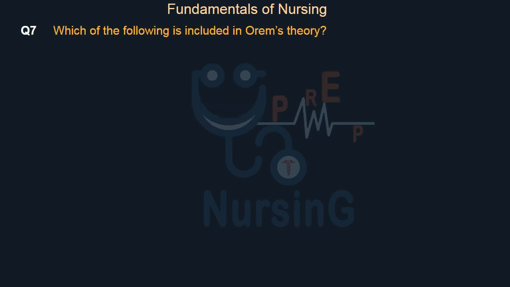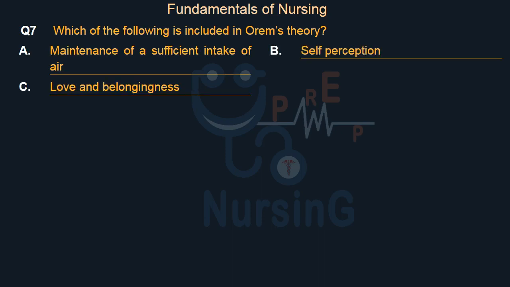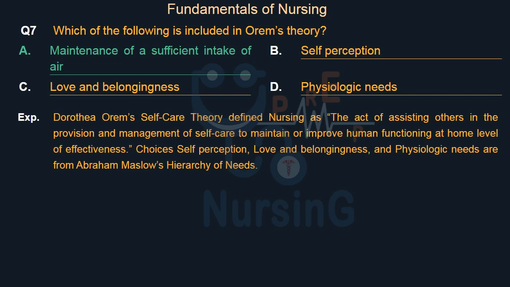Which of the following is included in Orem's theory? Option A, maintenance of a sufficient intake of air. Option B, self-perception. Option C, love and belongingness. Option D, physiologic needs. Right answer is option A, maintenance of a sufficient intake of air.